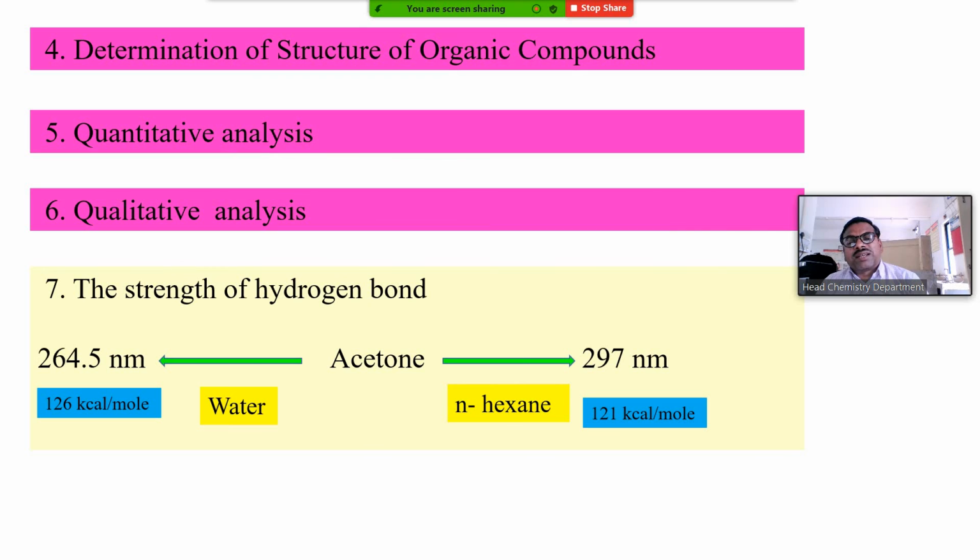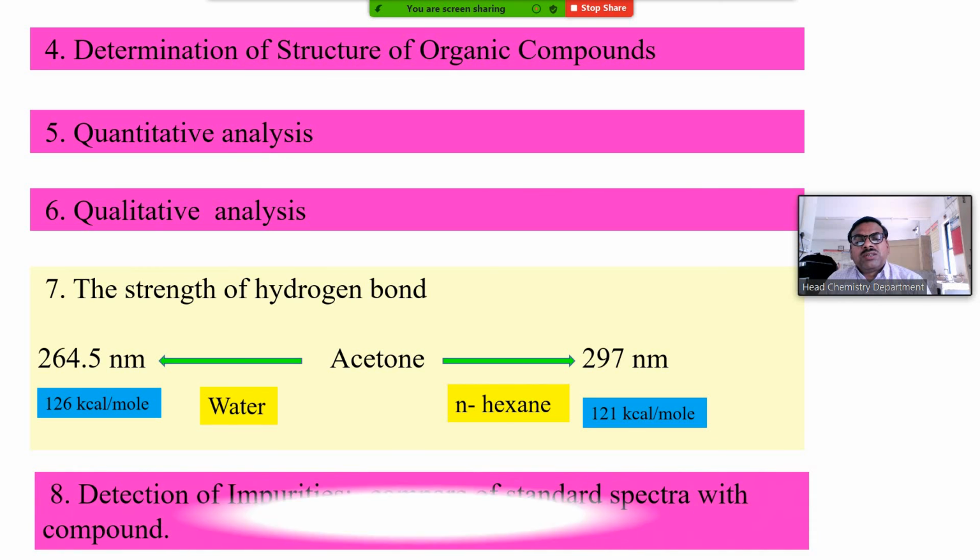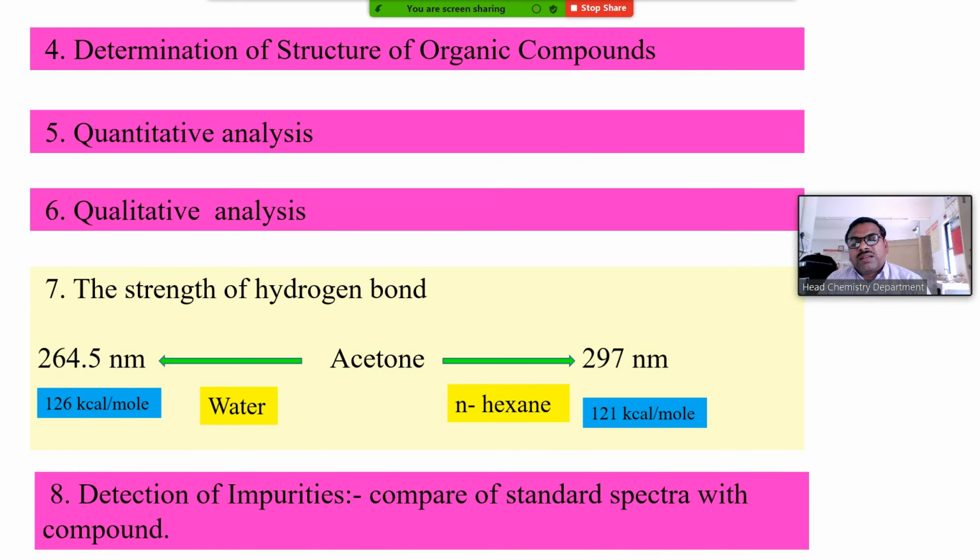So one side we have taken water as a solvent, another side we have taken n-hexane as a solvent. So we have compared both the solvents with respect to acetone, what kind of reaction happened with the water and what kind of reaction happened with the n-hexane. And by considering those two phenomena, one can identify the two different lambda max values of acetone in water as well as in n-hexane. And the last application of this topic, that is UV spectroscopy, is detection of impurities.